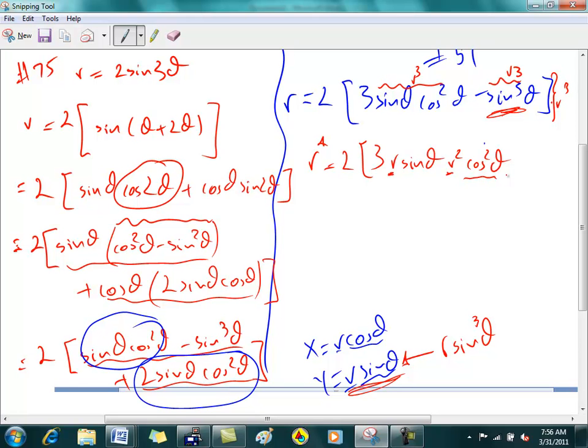All right, so I'm going to proceed. Maybe I'm having a conversation with Soleil, but let's proceed. So I'm going to have a minus r cubed sine cubed theta here.